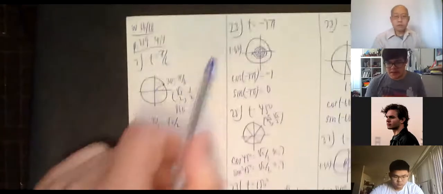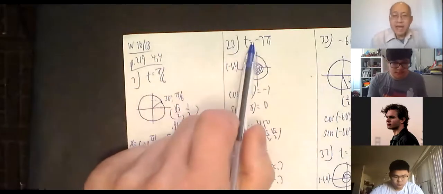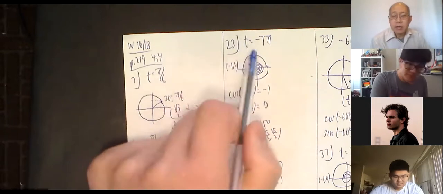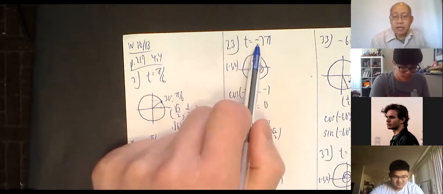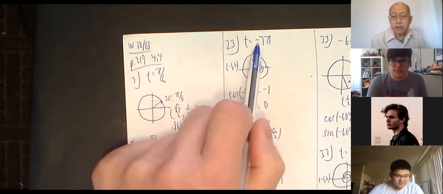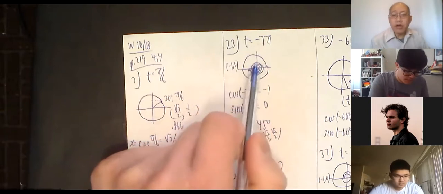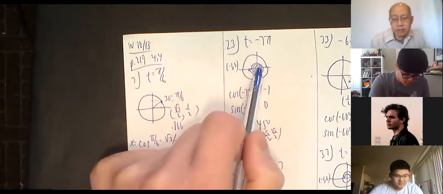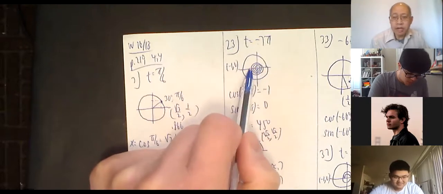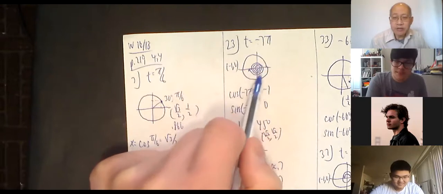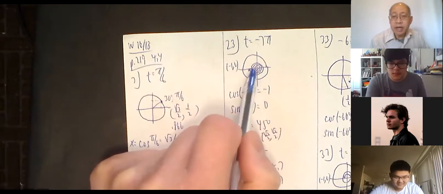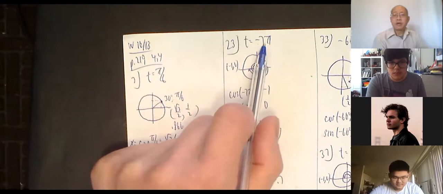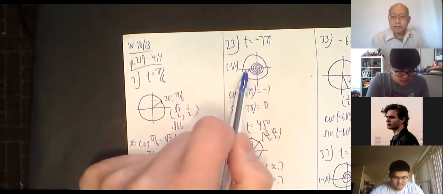Okay, doing some more. 23, negative 7 pi. Where is negative 7 pi? Well, 2 pi positive is 1 revolution. So if I go backwards once, it's negative 2 pi. Another one would be negative 4 pi. Another one is negative 6 pi, right? And then I go another negative pi, so I land here.